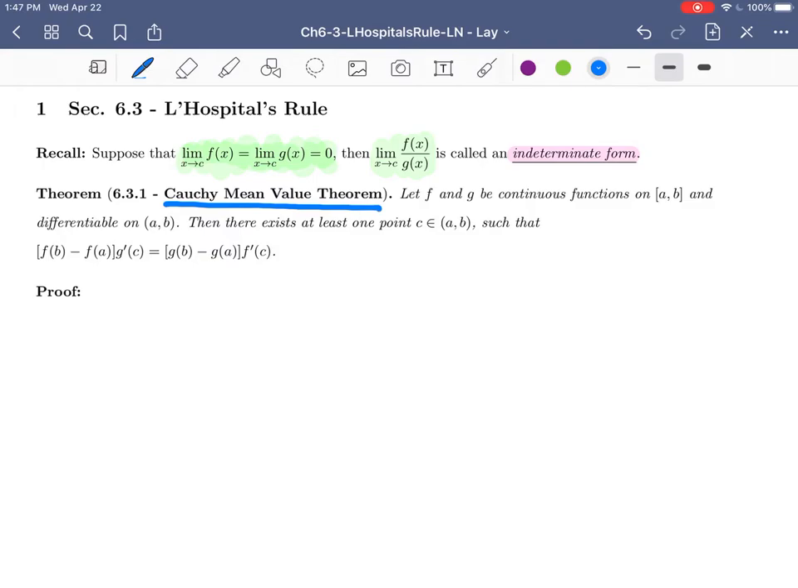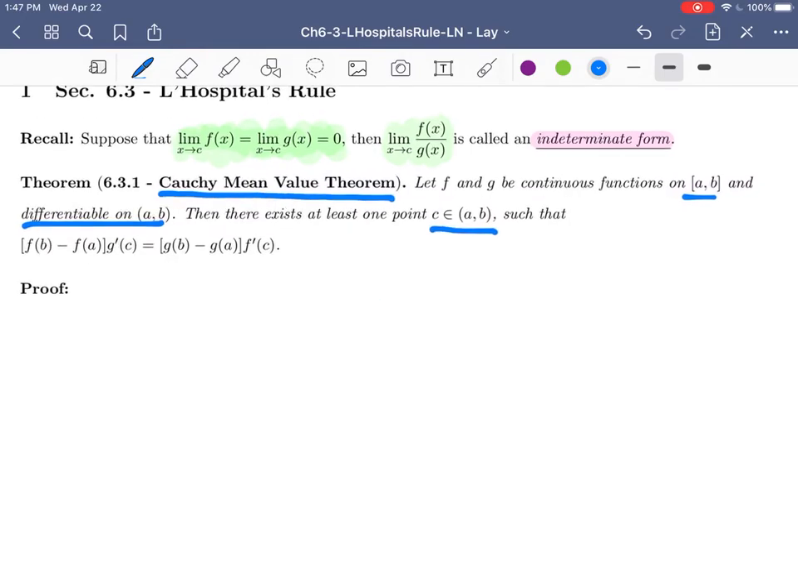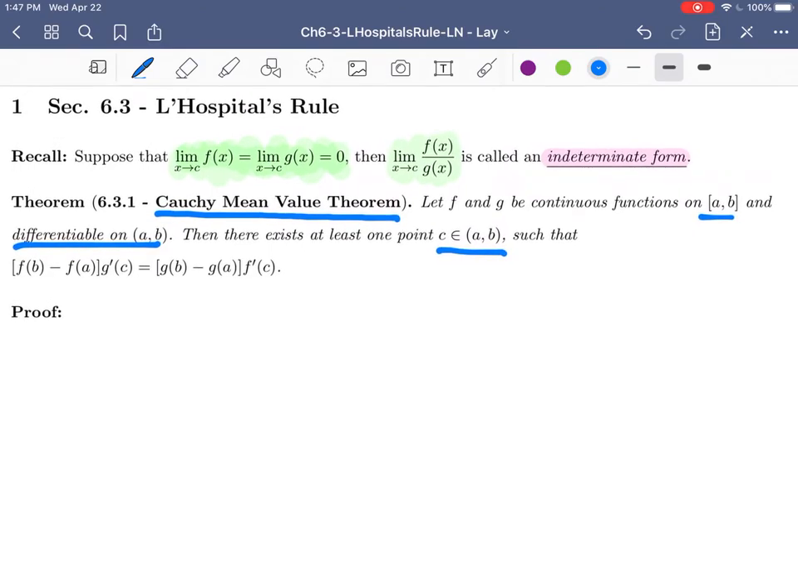So let's let f and g be continuous functions on a closed interval a to b and differentiable on the open interval a to b. Then there exists at least one point c in that open interval such that the difference between the two function values of f at the endpoints times g prime of c is equal to the difference between the two function values of g at the two endpoints times f prime of c. All right, so let's prove this.